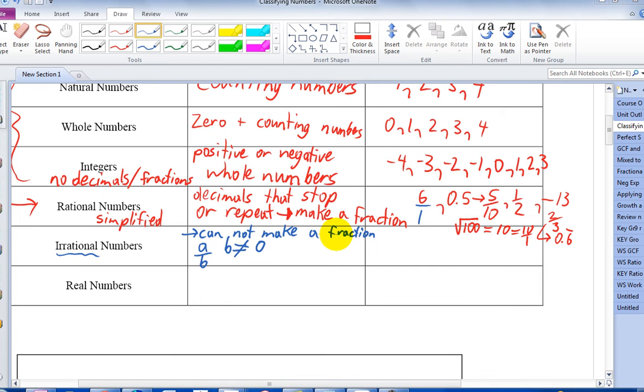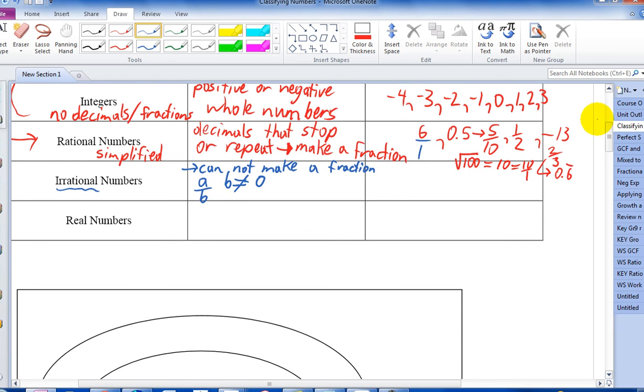Okay, some irrational numbers are like square root 3. We actually call this a radical. Okay, you're going to see that term come up again. I just want to talk about it. It's a radical. It's root 3. Try that on your calculator and see if the decimal ever stops or starts repeating.